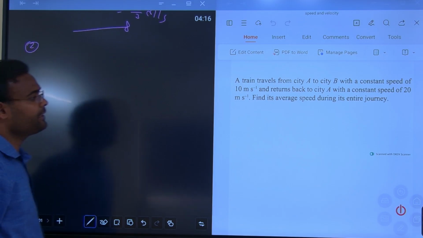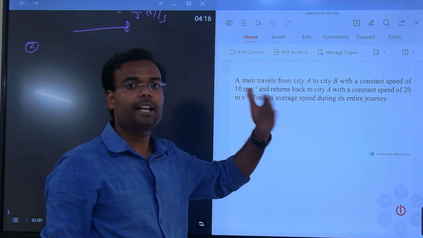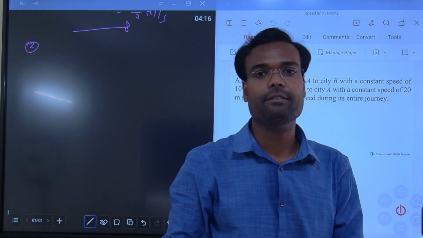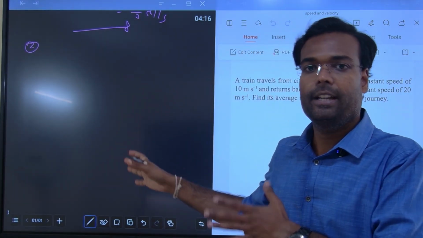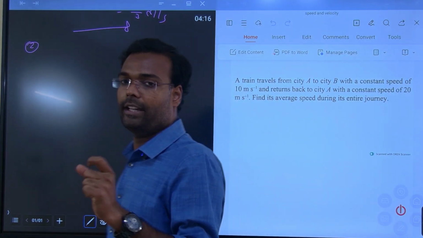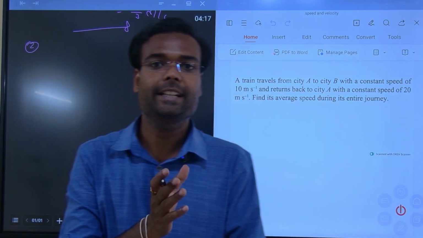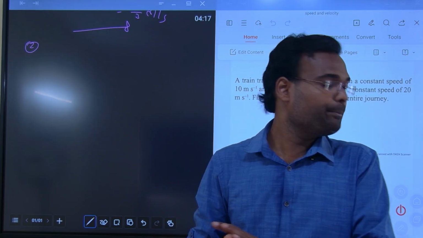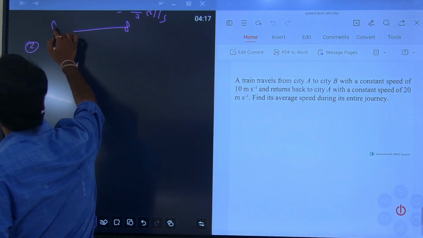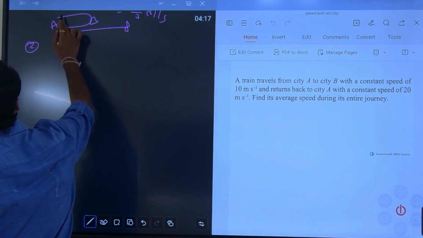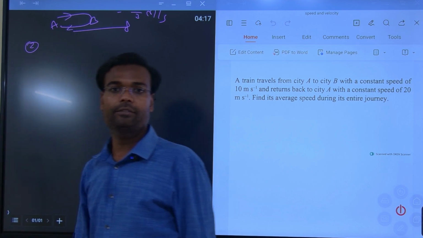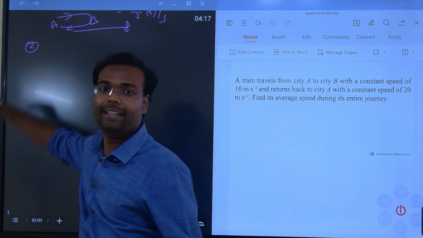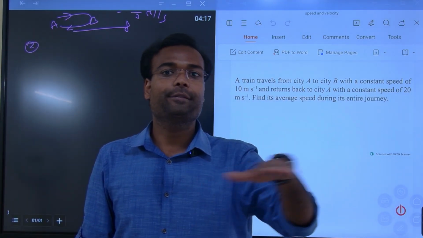Similar to the first, here we are discussing different models of the question over the same concept, and we have seen a conceptual problem that when the separation between the two locations is the same, that is from A to B and B to A, the average speed we found when the distance traveled is the same in to and fro journey.